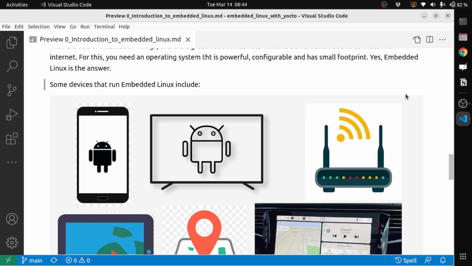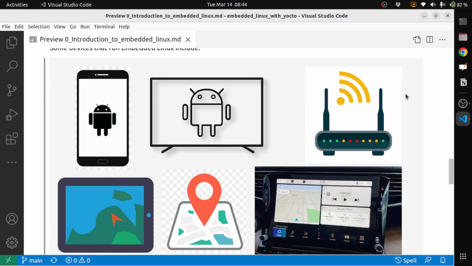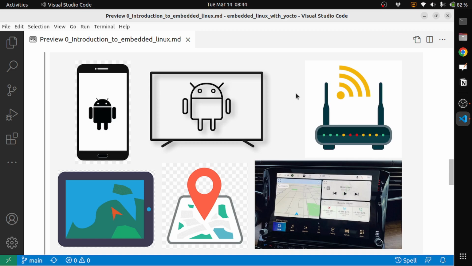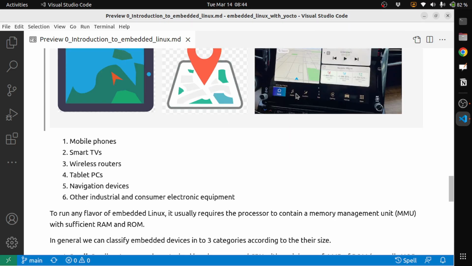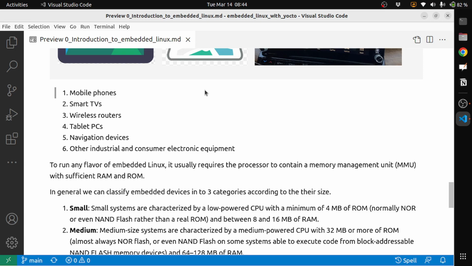Some devices that run embedded Linux include, as I said, your phone, your smart TV, your wireless routers, tablet PCs, and navigation devices, some of the navigation devices that you can find in cars as infotainment. So there are many other applications of embedded Linux that you'll find day in and day out. There is also other industrial and consumer electronic equipment.